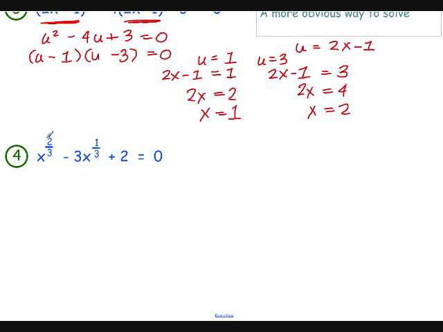And we'll do this last one, which is kind of the weirdest one we've seen, isn't it? But notice that the exponent here is twice as large as the exponent of your middle term. So this is reducible to quadratic form, and we've got a u equal to x to the 1/3. Let me rewrite this with u's. So here I'll have u squared minus 3u plus 2 equals 0. We factor that.